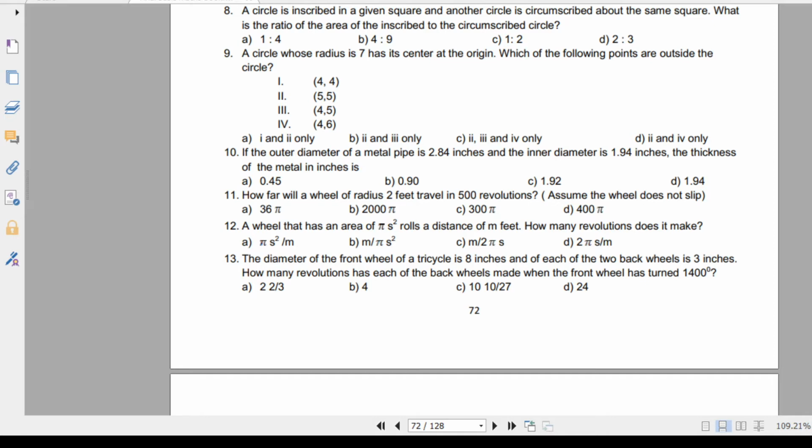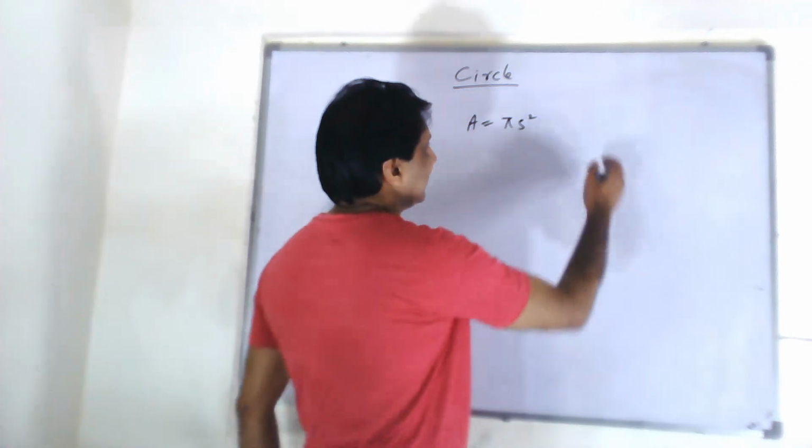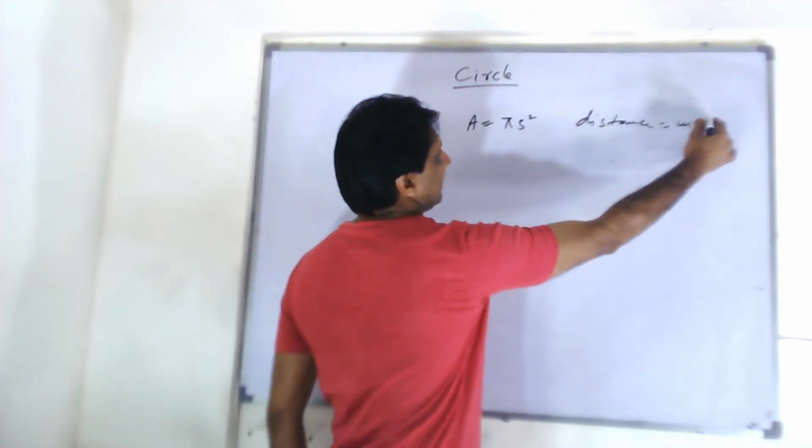Question number 12 from Circle. A wheel that has an area of pi s square rolls a distance of m feet. How many revolutions does it make? So the area is this and the distance traveled is m feet.